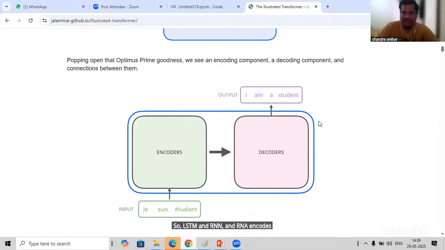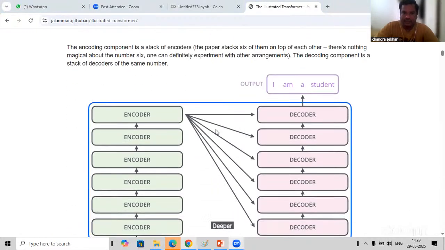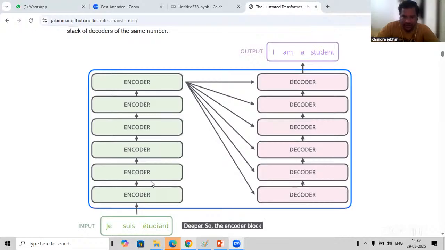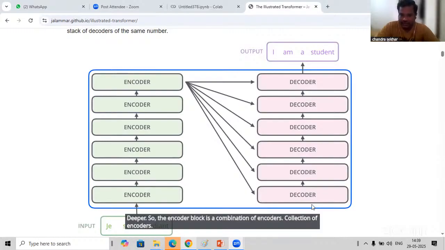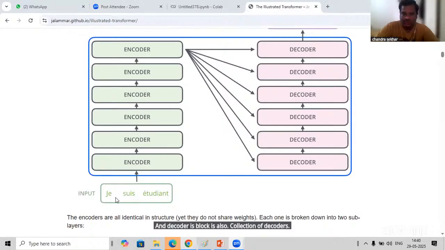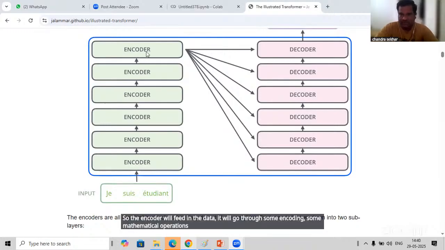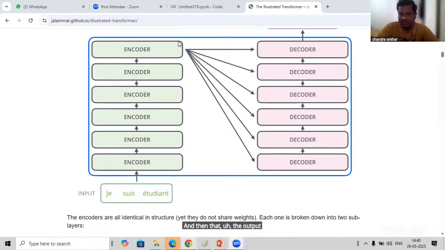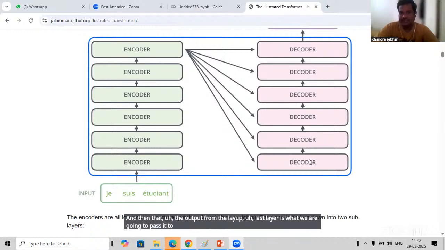Okay, fine. So next, we'll go one step deeper. The encoder block is a collection of encoders, and the decoder block is also a collection of decoders. The encoder will feed in the data. It will go through some encoding, some mathematical operation. And then the output from the last layer is what we are going to pass to each layer of the decoder, and then the decoder will start.